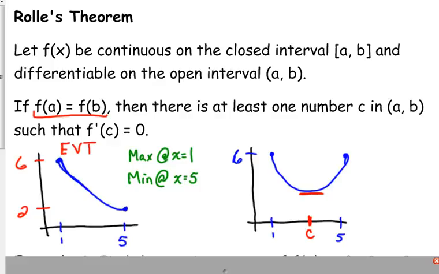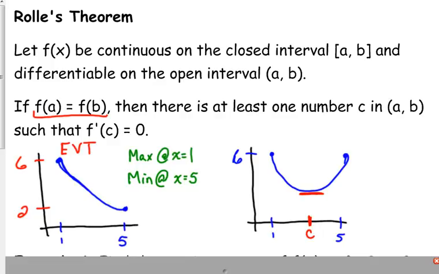F of A does not equal F of B. The y value at the beginning of your interval isn't the same as the y value at the end of your interval. But we still have a minimum and maximum. We have a maximum for this function where it begins at 1, 6 and a minimum at 5, 2.